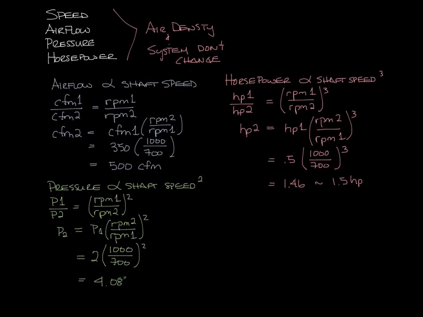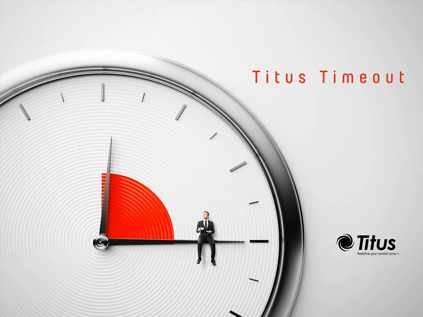So let's bring them all back on the screen. So the first fan law is that the airflow is proportional to the shaft speed. The second fan law is that pressure is proportional to the shaft speed squared. And the third is that horsepower is proportional to the shaft speed cubed. So that's the basics of the fan laws.